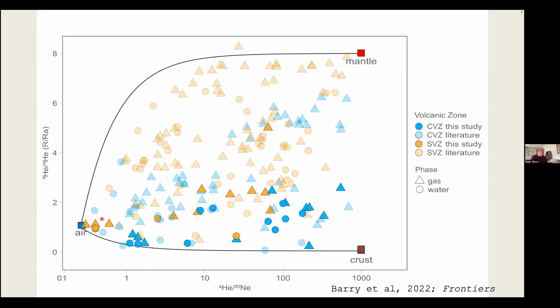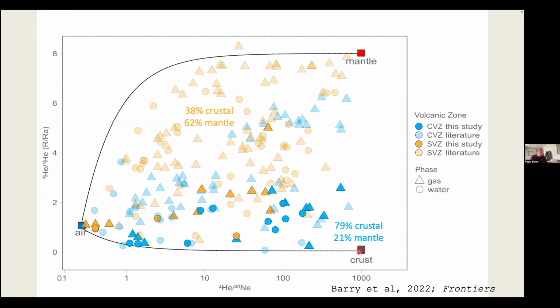To a first order, you can see that not many of the samples at all plot close to air. We see large deviations in helium isotopes everywhere between crustal values and mantle values. And we see big deviations in the helium to neon ratio, which is indicating that these are deeply sourced fluids and gases. If you squint and just look at the blue samples, which are from the Central Volcanic Zone, and the Southern Volcanic Zone samples, which are the orange symbols, you can see there's a pretty stark difference in how much of the helium, at least, is coming from the crust and the mantle.